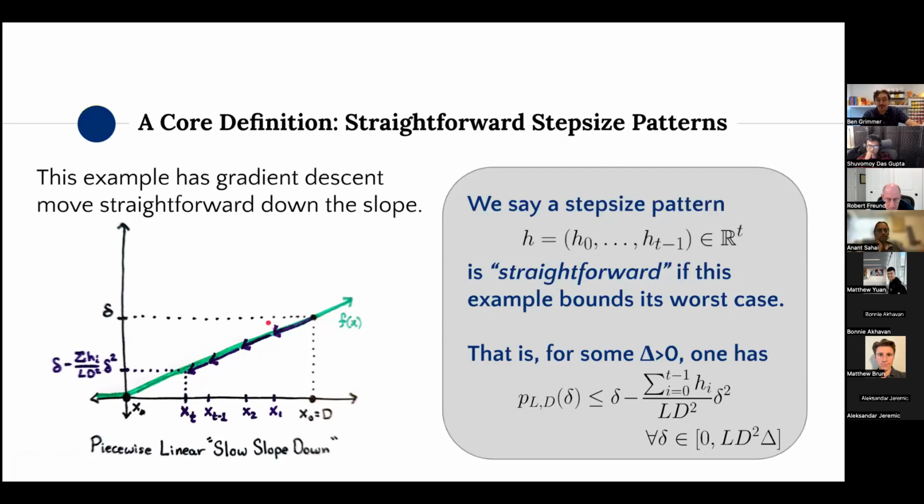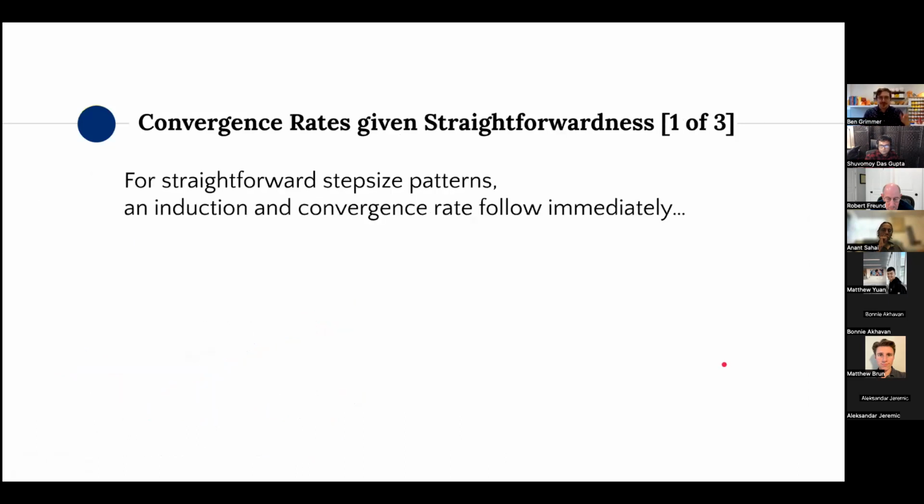Maybe this is extra bad. But provided that this is a bound on the worst case, things can never be worse than walking down this slow slope. I'll say that the step size pattern is straightforward, and we're going to have a good time in analysis. Things are going to be easy for these patterns. So convergence rates kind of follow right away from the definitions I've given here. So we get an induction right out of this.